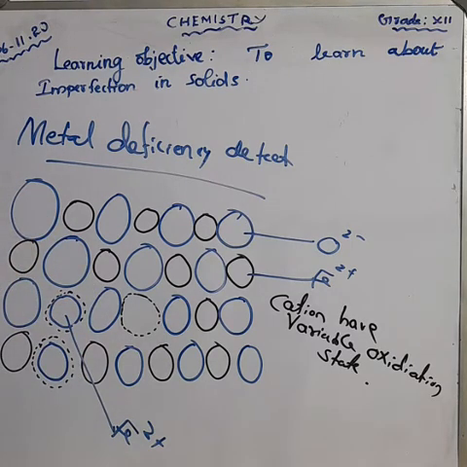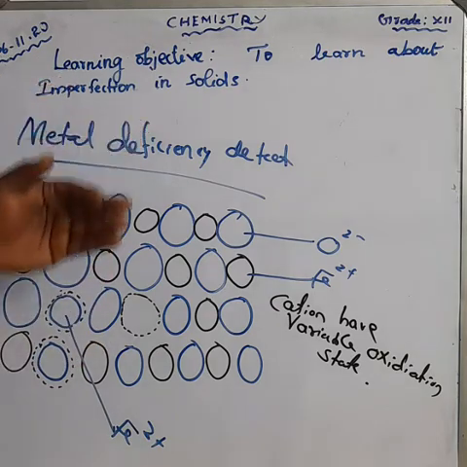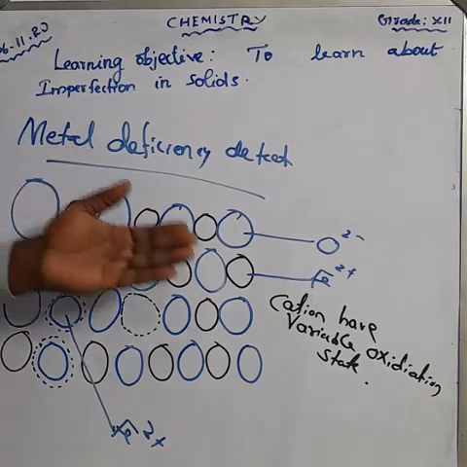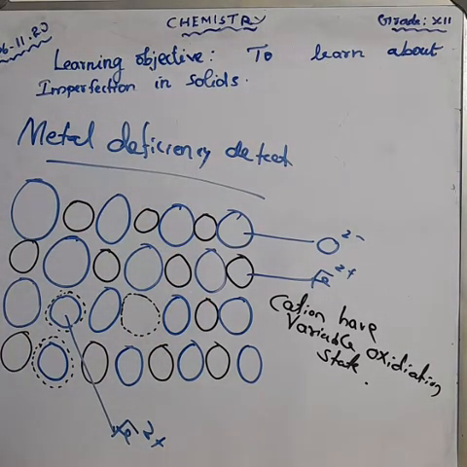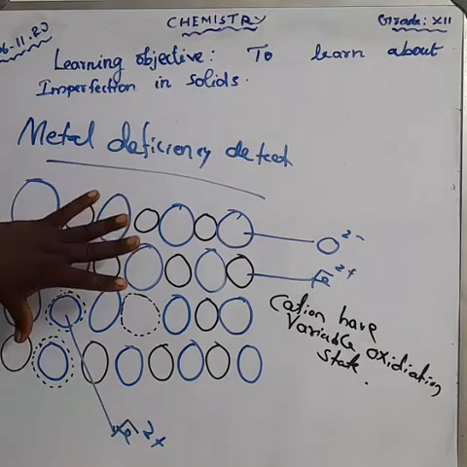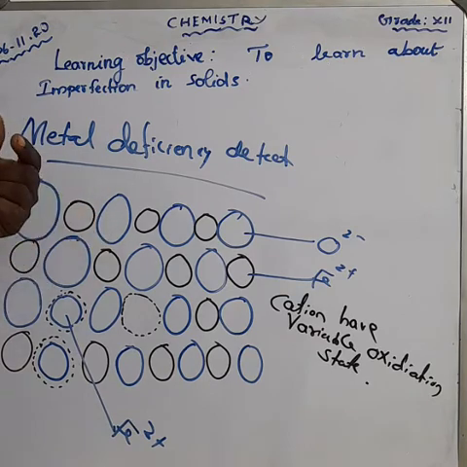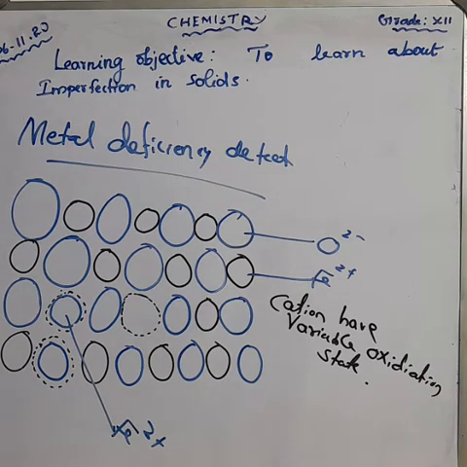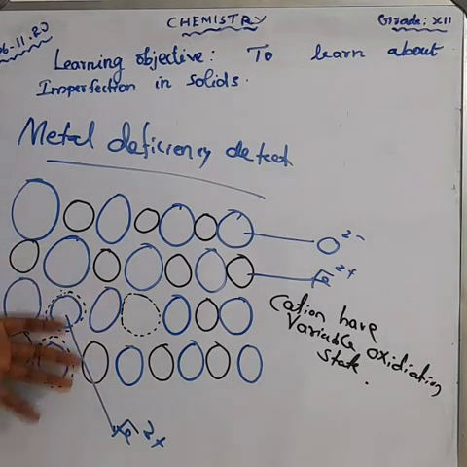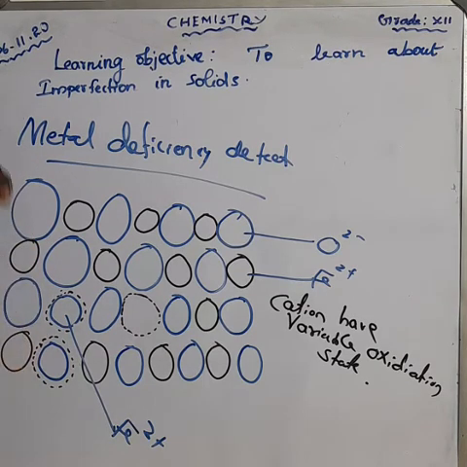In such a case, the overall number of Fe2 plus ions and Fe3 plus ions is less than the O2 minus ions. Clear? To maintain electrical neutrality, Fe2 plus ion is oxidized to Fe3 plus ion. Anyhow, the overall number of Fe2 plus and Fe3 plus ions is less than O2 minus ions.